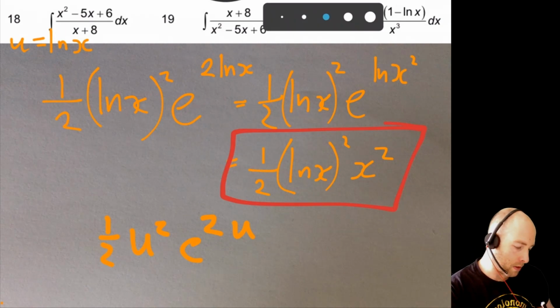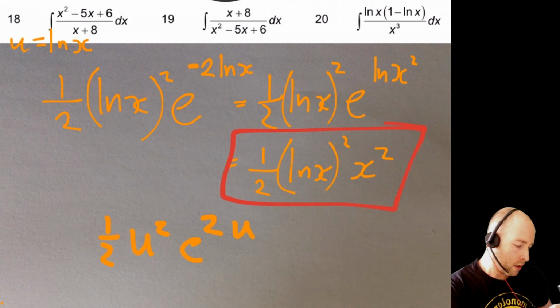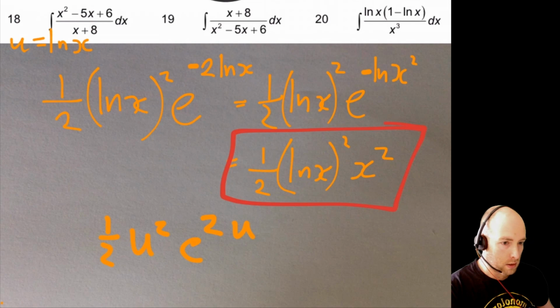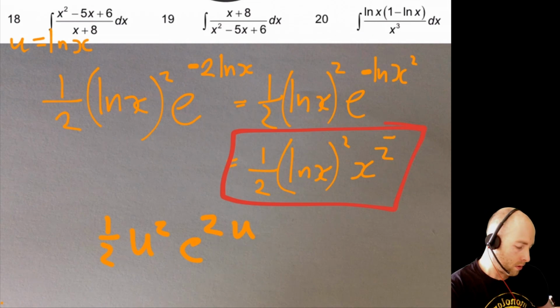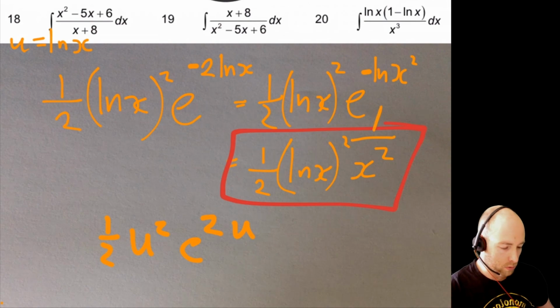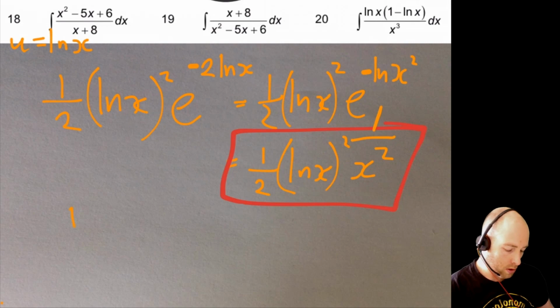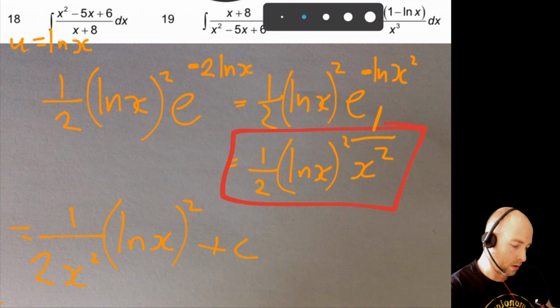So that should have been 2. That should have been there. That would make it squared. The actual answer should be 2x. Let's see.